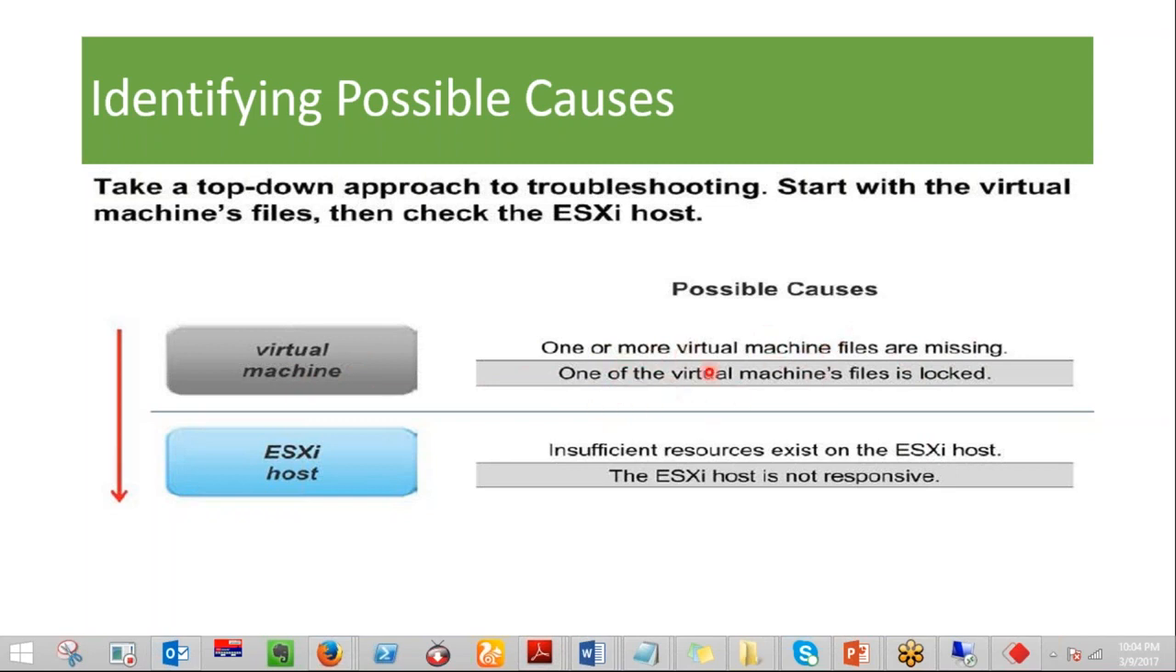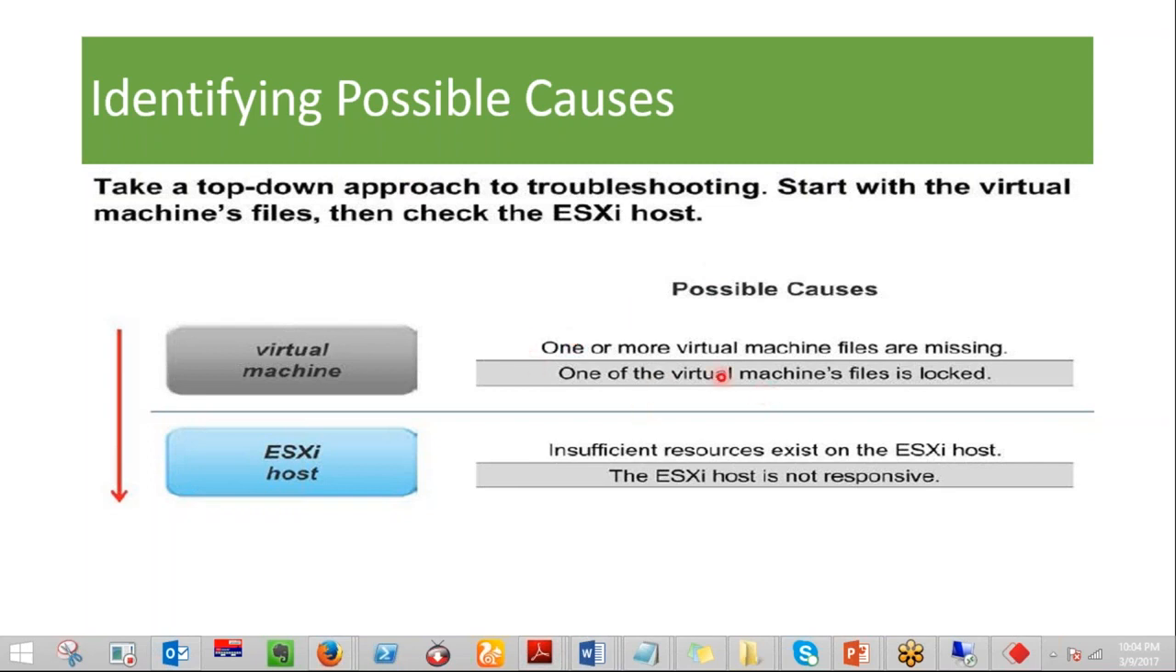The second possible cause is that one of the virtual machine files is locked on a different ESXi host. Due to that also you may not be able to power on the virtual machine, and you can see this hint in your virtual machine tasks. It will show you that the particular virtual machine file was locked on so-and-so ESXi host. Then you have to kill or release that particular virtual machine file. You have to release it, then power on the virtual machine.